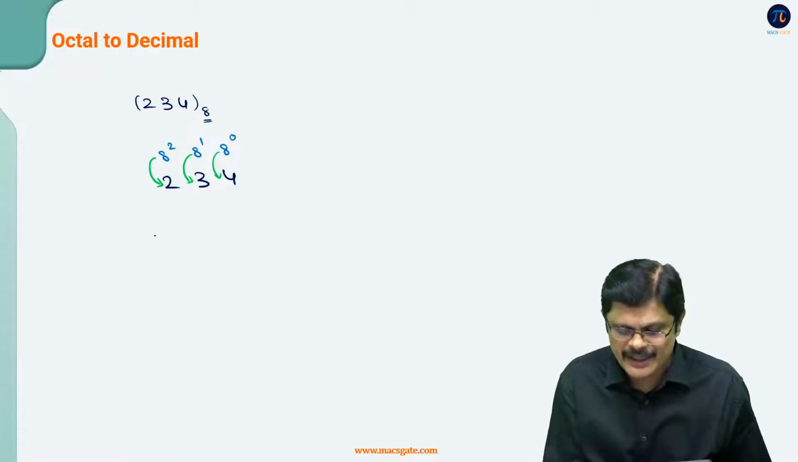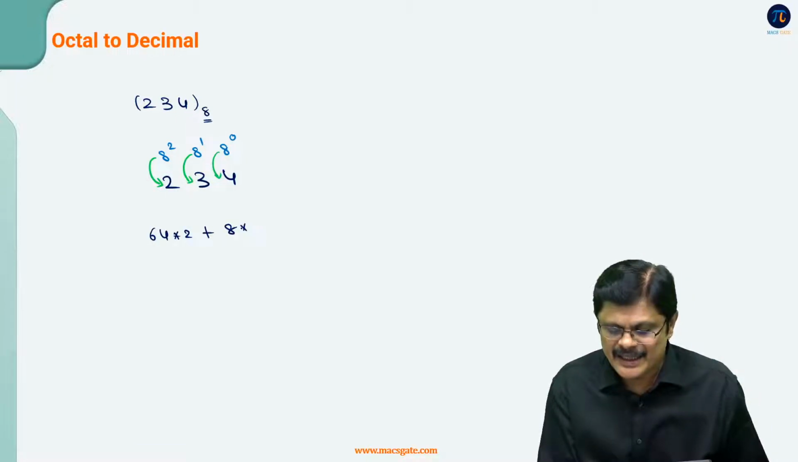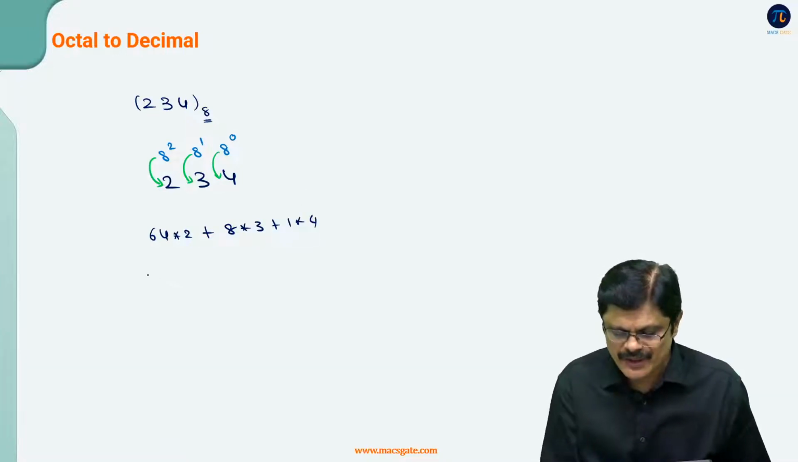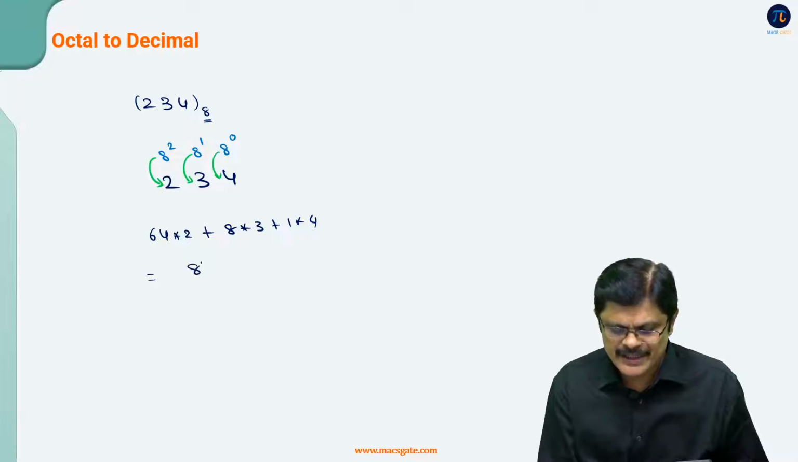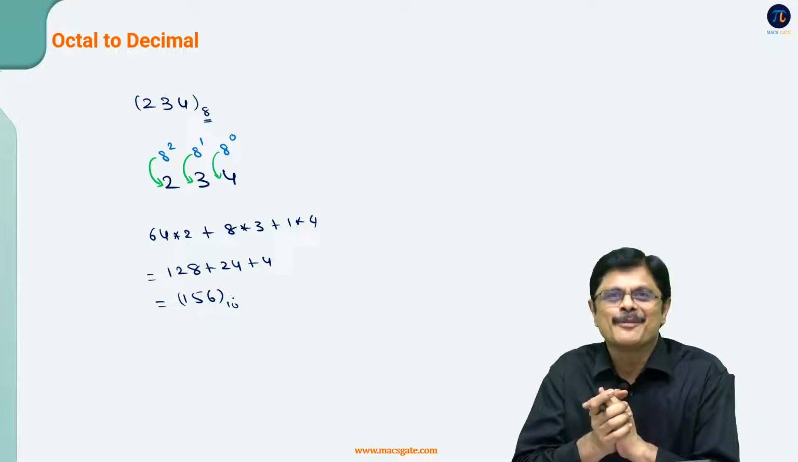So, what you are going to get is 8 square, 64, into 2, plus 8 into 3, plus 8 power 0, which is 1, into 4. So the result is 128 plus 24 plus 4, which is nothing but 156, the decimal equivalent for the given number.